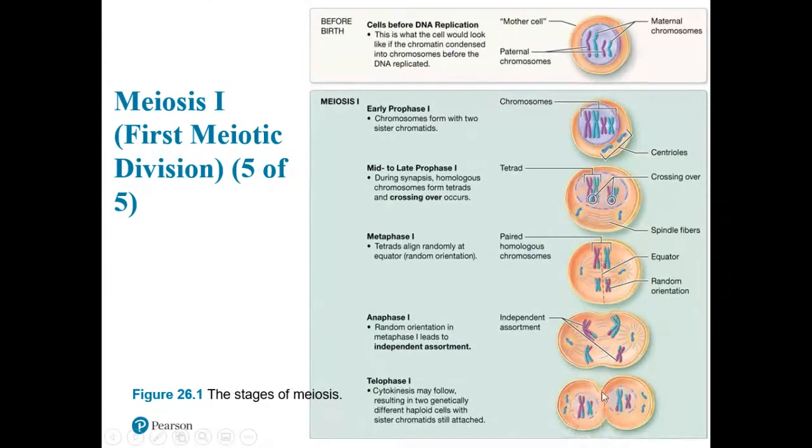makes 2 new cells. So at the end of meiosis 1, we have 2 haploid cells, meaning that these cells are going to have 23 chromosomes, 23 pairs of chromosomes each. But they're still considered to be haploid. So that's meiosis 1 in a nutshell.